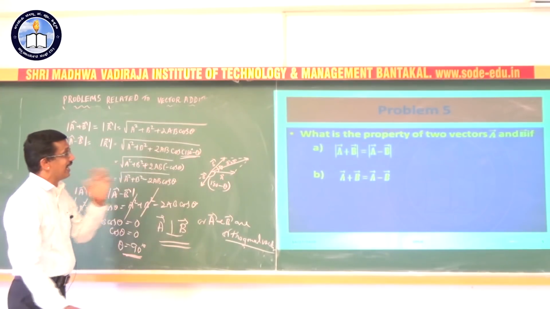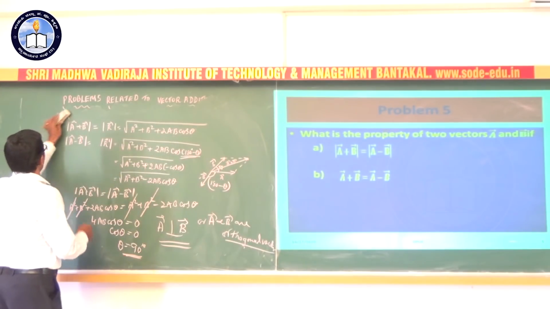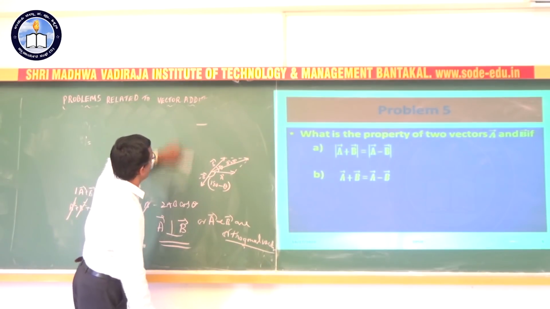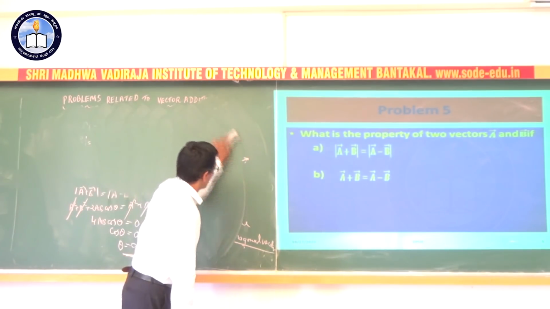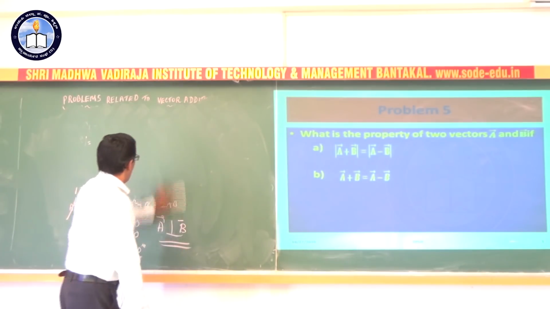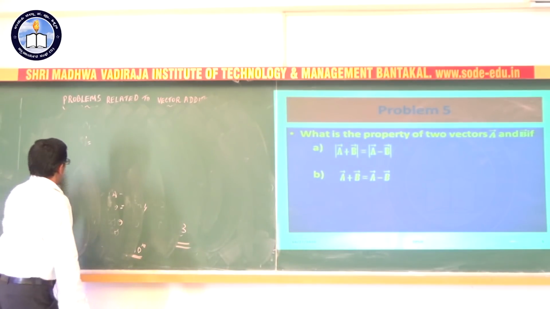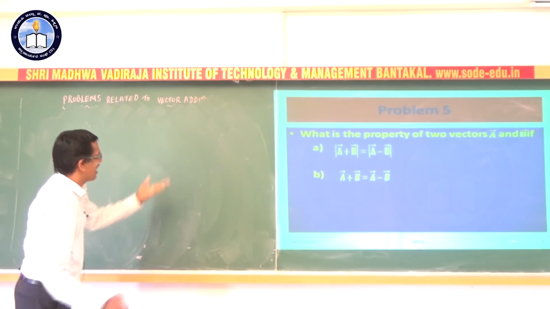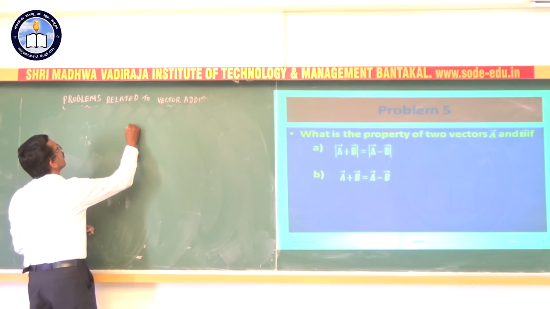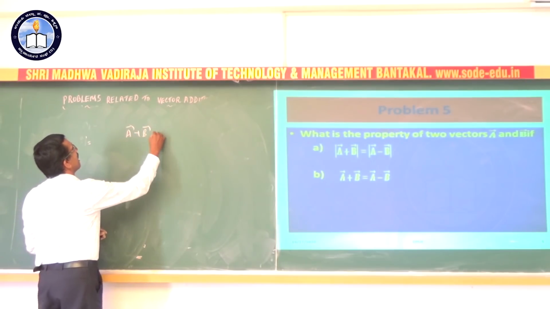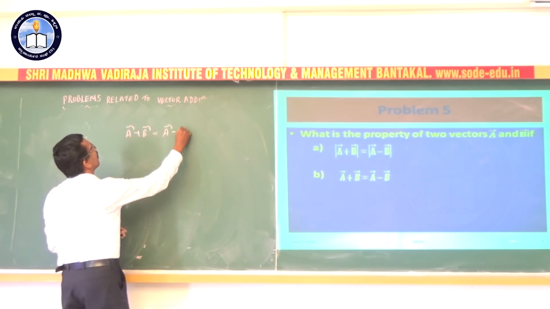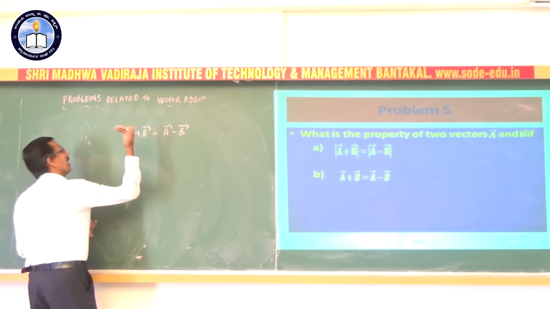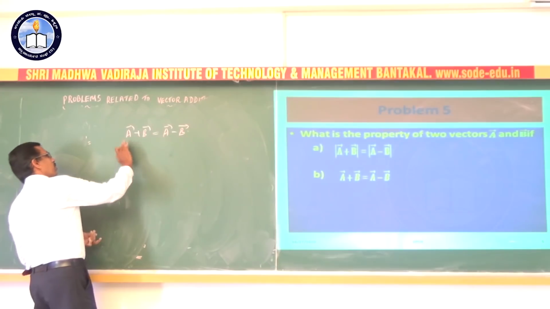What about the second part? Here they didn't give the magnitude. Just you see the difference between the first and the second part. In the second part, they didn't give that magnitude sign. So, directly take it as it is. A plus B is equal to A minus B. Or bring the right hand side expression to the left hand side.